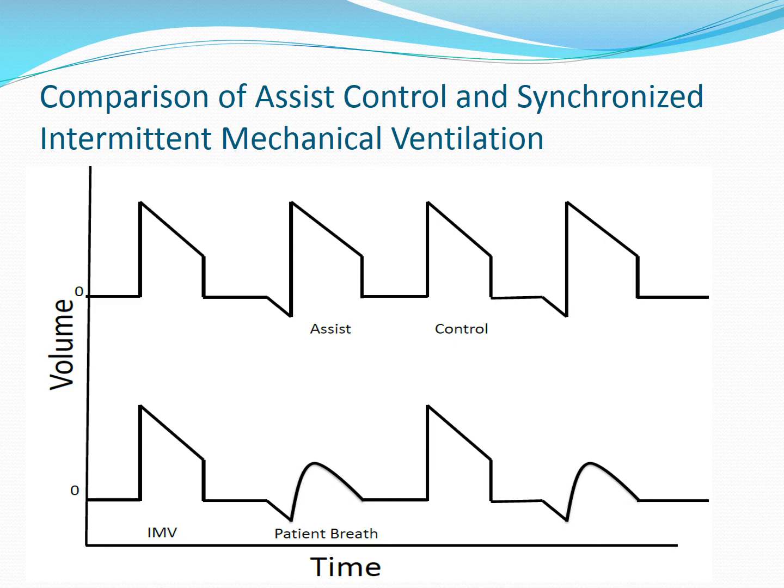Here's just showing you the difference. The top one is assist control. If you notice, the assist is the patient and the control is the ventilator breath. Each of those are the same height, the same tidal volume. On the bottom one, the IMV is the ventilator, and of course the smaller one is the patient breath. So this one is where the patient's spontaneous breath gets only that pressure support on inhalation, and so the tidal volumes may not be the same.